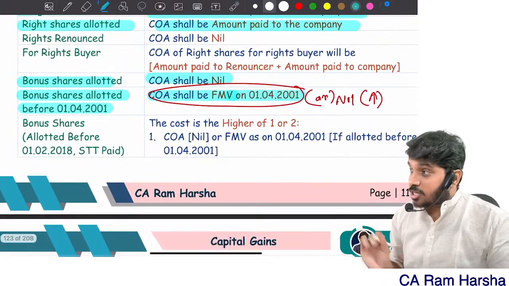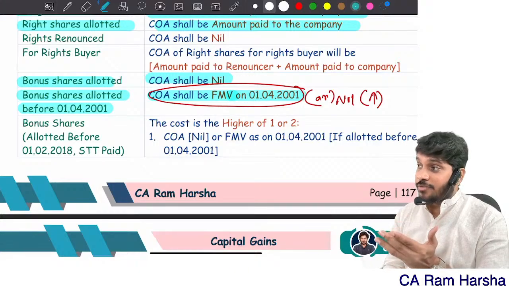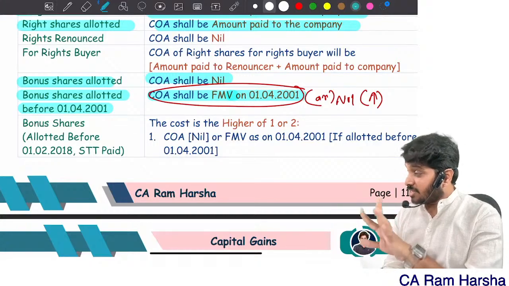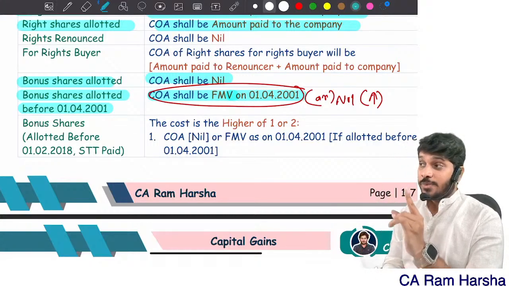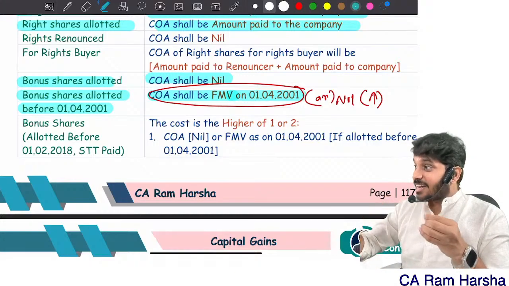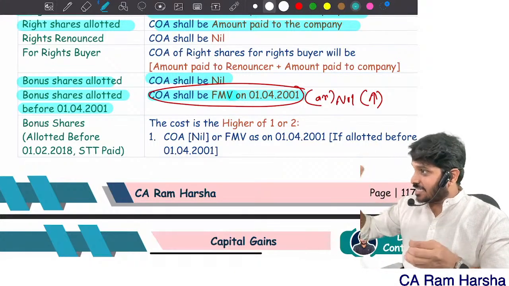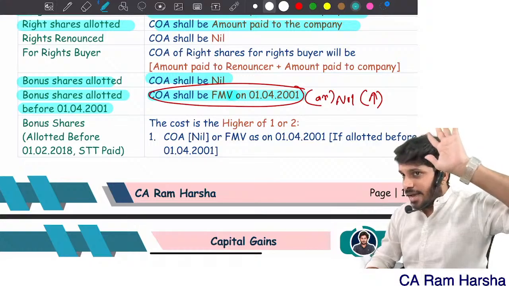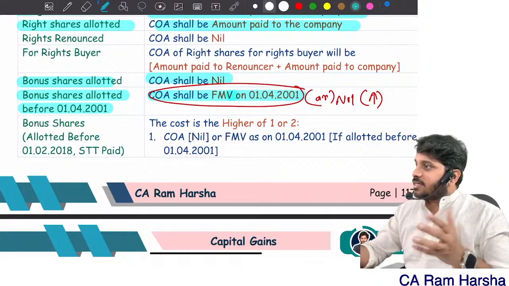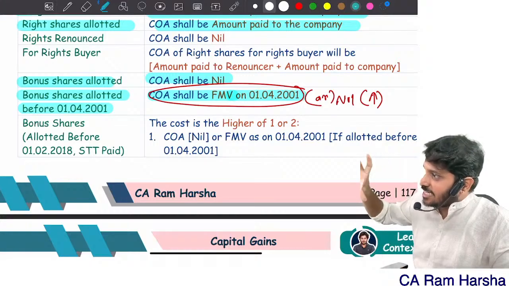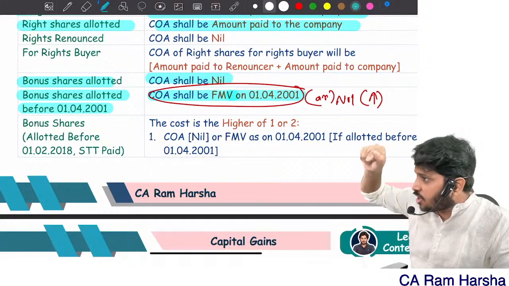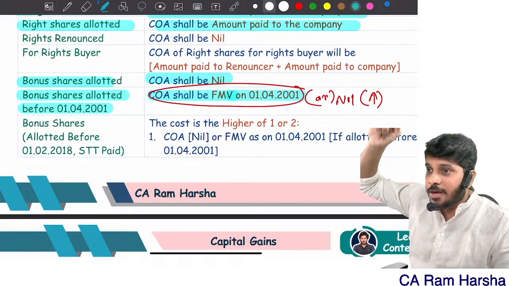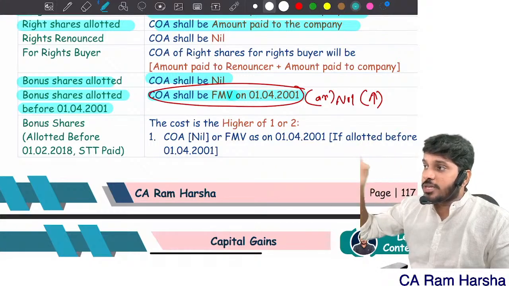Generally, the bonus shares cost is nil. But if bonus shares are allotted before 1/4/2001, as I already told, the general rule: cost is 0 or the market value on 1/4/2001, whichever is higher. That's it. And remember, since we are considering the cost of acquisition itself as the market value on 1/4/2001 of the asset, any improvement incurred before 1/4/2001 we are ignoring. Why? Very simple. We are directly taking the market value of the full asset on 1st April 2001, and the full asset includes the improvement cost which is already incurred. So improvement expenditure before 1/4/2001 shall be ignored.